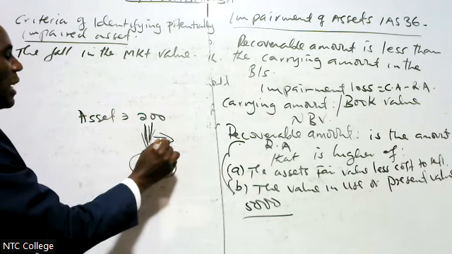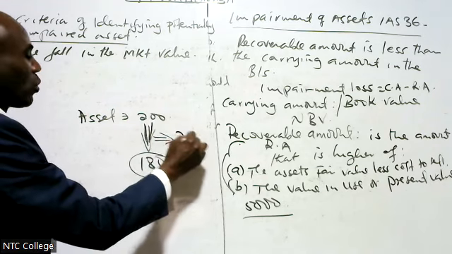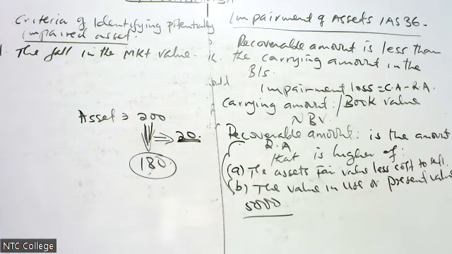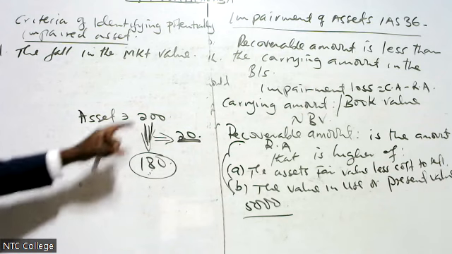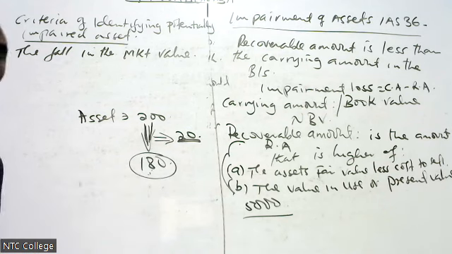Therefore, you reduce it, which means in your P&L you are going to take 20 million, because it's a loss you are incurring for the asset. Therefore, you take a loss of 20 million to the P&L, because of a fall in the asset's market value.